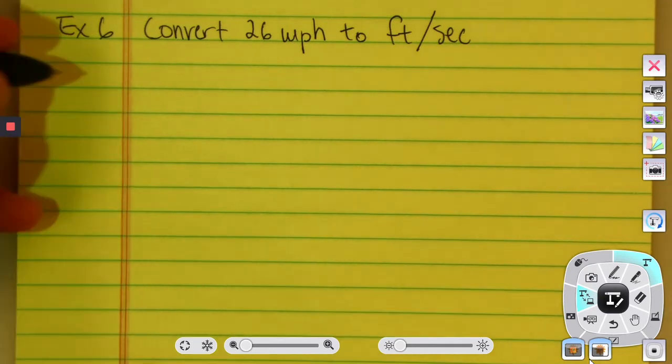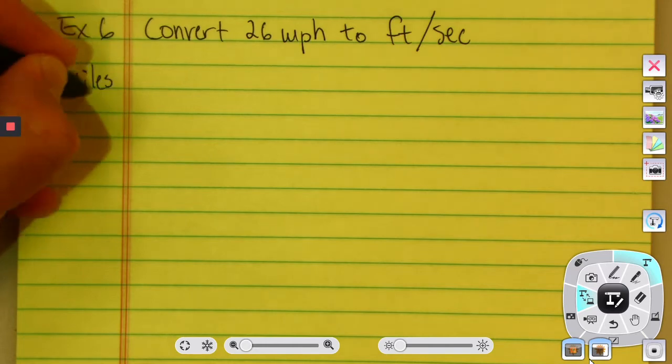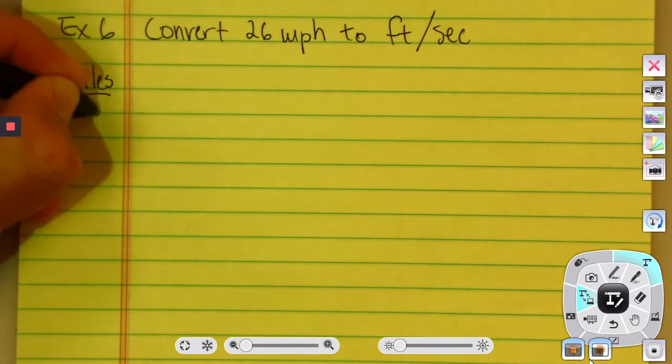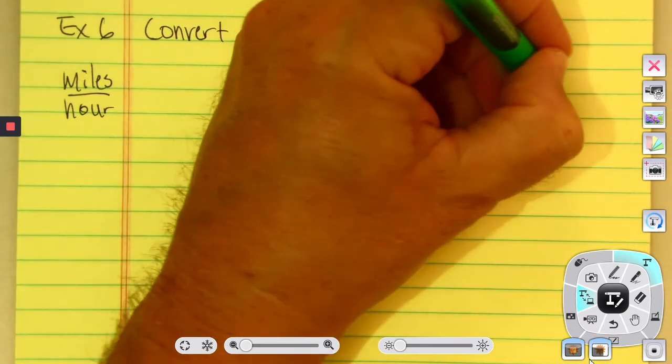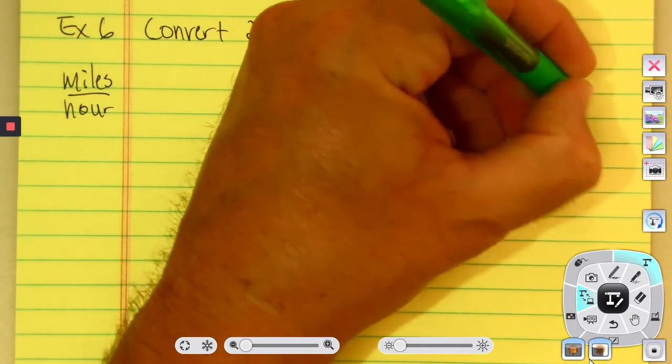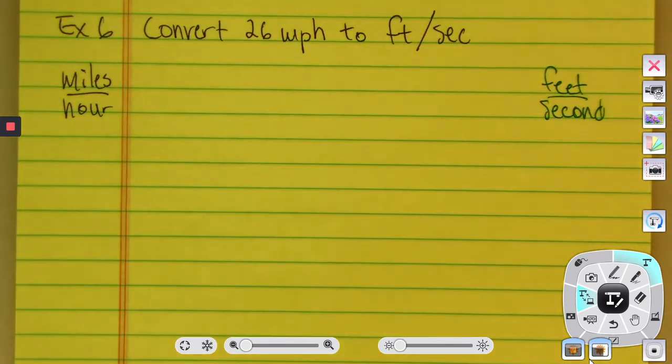Well, we know we're going from miles per hour to feet per second. Okay, and I need some conversion factors.